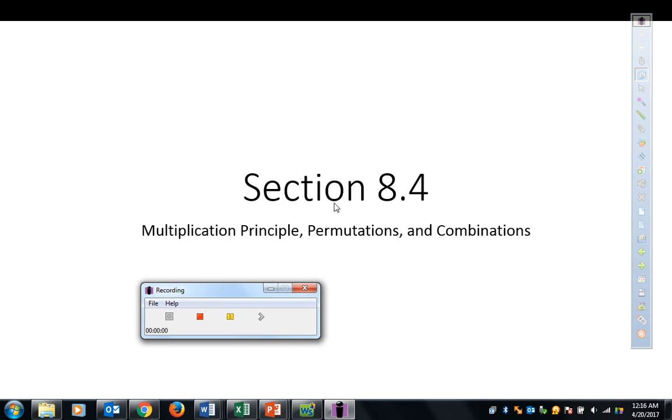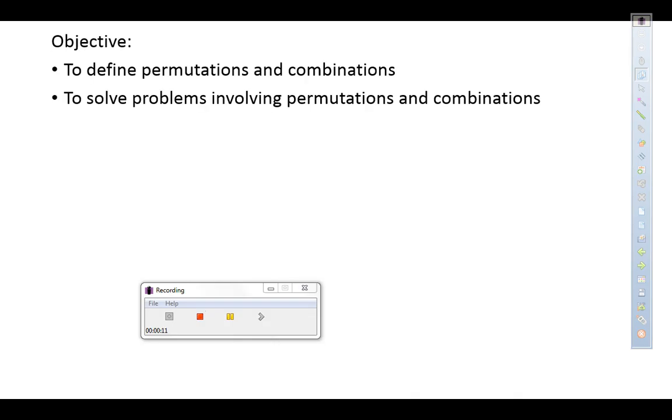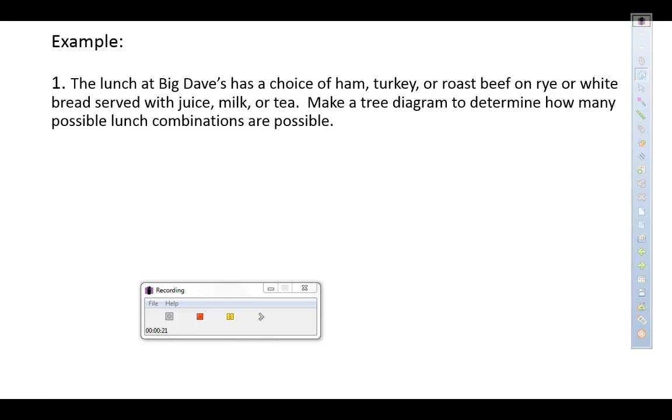We're going to start a new section today, section 8.4. As you can see there, it's on the multiplication principle, and we'll get into permutations and combinations. So our objective there is to look at permutations, combinations, figure out what they are, and then solve a couple problems involving both the permutations and combinations.